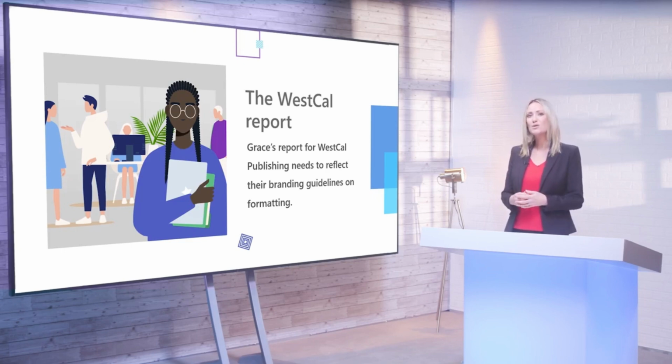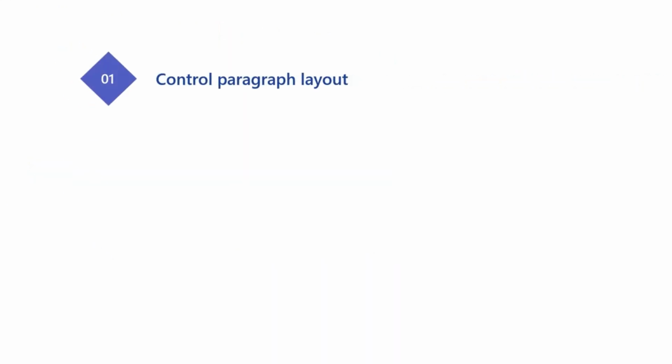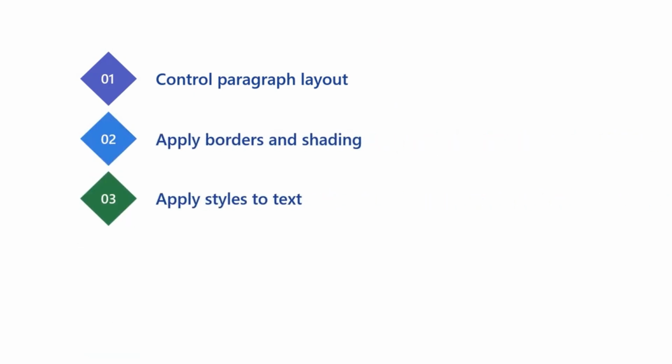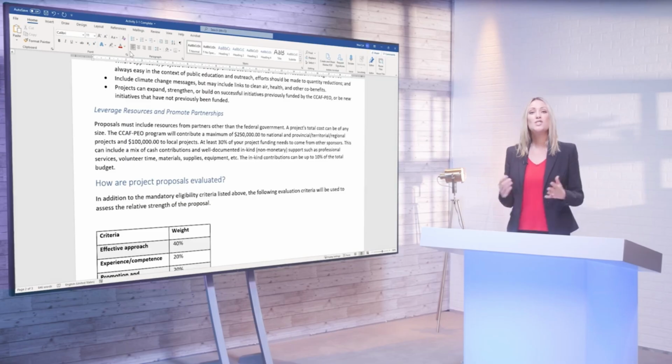We'll explore these tools over the course of this lesson and see how they can be used to create different kinds of formatting in Word documents. By the end of this lesson, you'll be able to control the layout of different paragraphs, apply borders and shading to text, apply different styles to text, and manage formatting within a document. We'll start with controlling the layout of paragraphs.